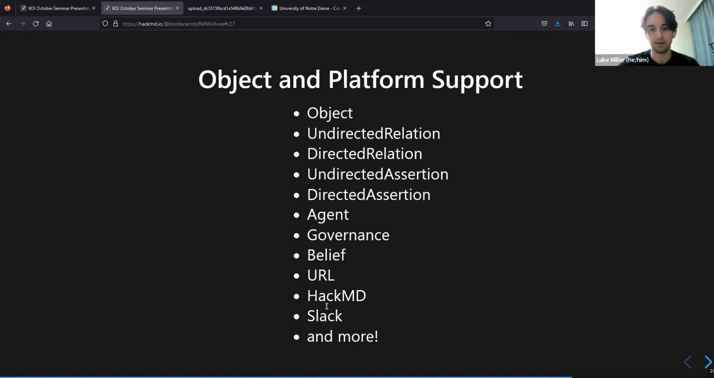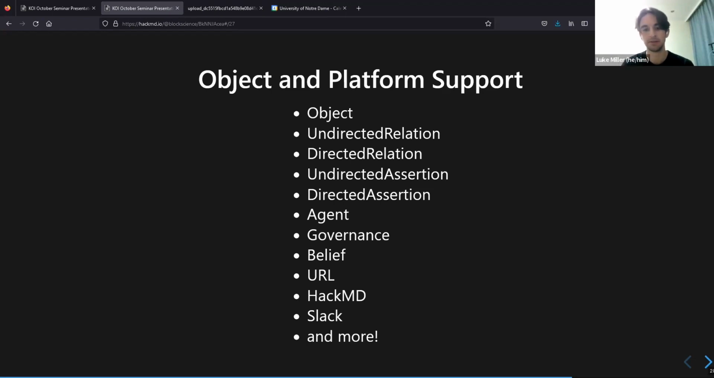So actually only at the end here, we have the URLs, HackMD, and Slack, which are the digital objects that we've been talking about as more typical examples of real data that we're pointing to. But actually everything that we've been talking about today, all the primitive types of relationships, all of the higher level stuff to deal with governance and users, all of that are types of objects, specifically means of reference within the RID system.